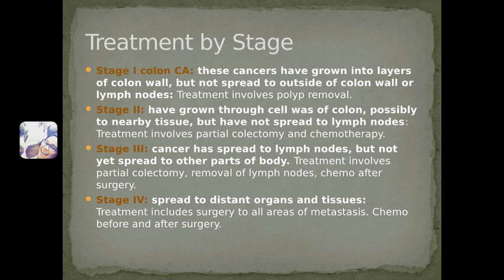All right, so stage 3, cancer has spread to lymph nodes but not yet spread to other parts of the body. Treatment involves partial colectomy, removal of lymph nodes, and chemotherapy after surgery. Radiation can be used if these patients are not healthy enough for surgery. Now, stage 4, this is the spread to distant organs and tissues. Treatment includes surgery to all areas of metastasis, chemotherapy before and after surgery.